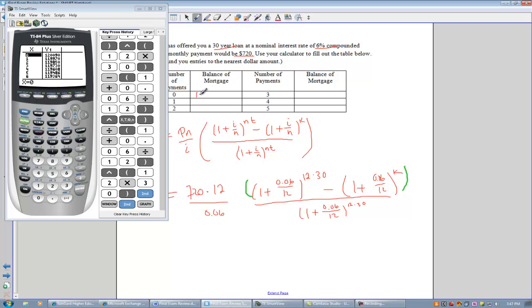So I have $120,090. And then on the next one, I have $119,970. Then I have $119,850. And then I move to the third payment, which I write over here, $119,730, $119,486, and then $119,364.